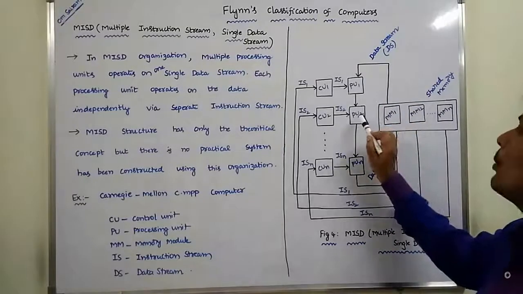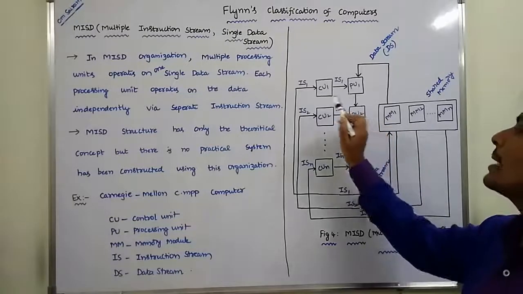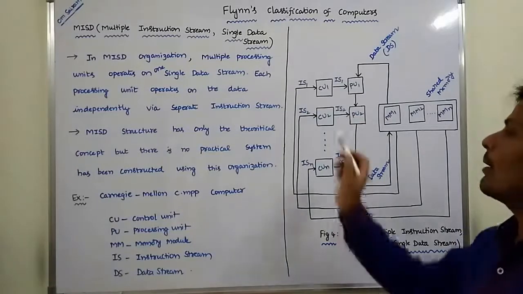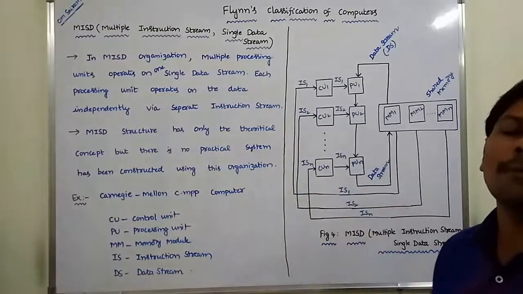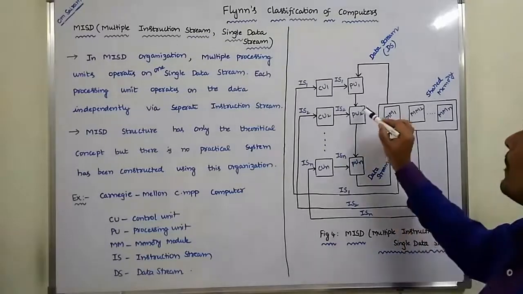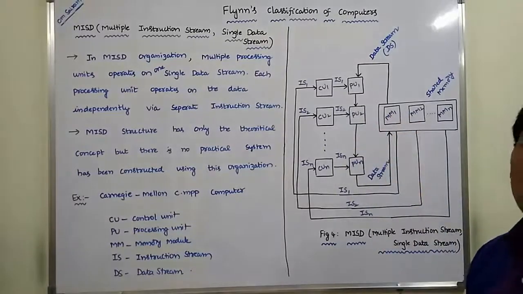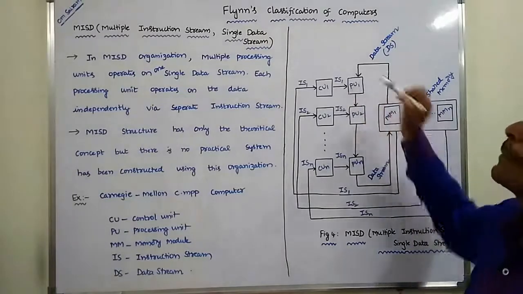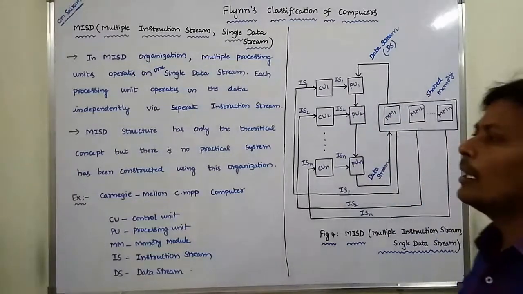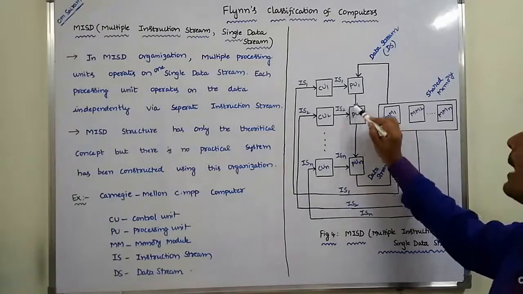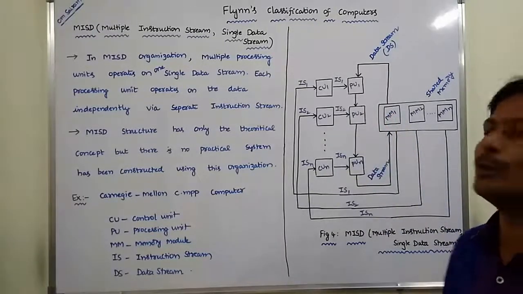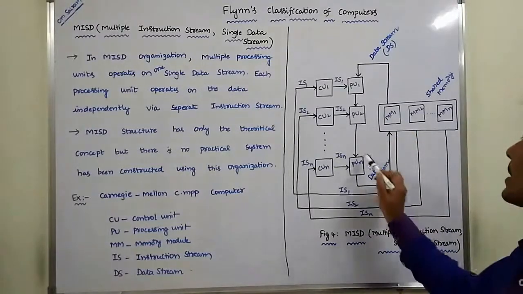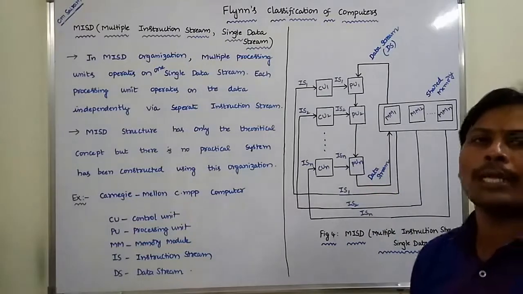Now, processing unit 2 takes the instructions from control unit 2, which are taken from the corresponding memory module. Processing unit 2 executes the instructions IS2 with the data taken from processing unit 1. Whatever output we get from processing unit 2 is sent to the next processing unit. Suppose the next processing unit is PUN.